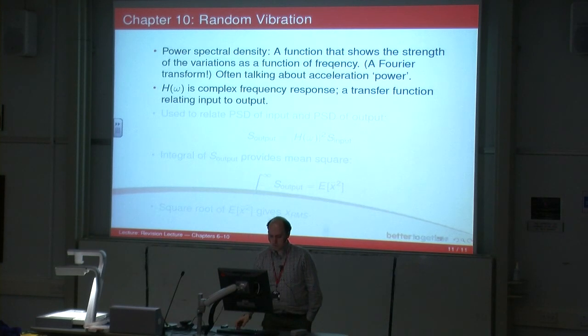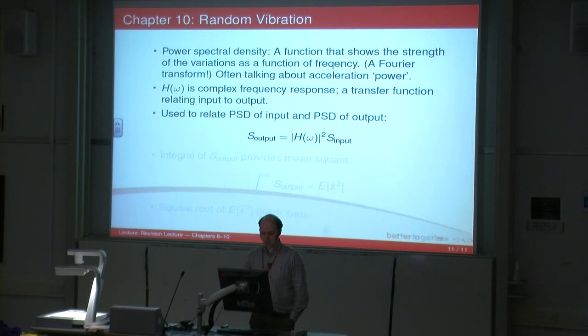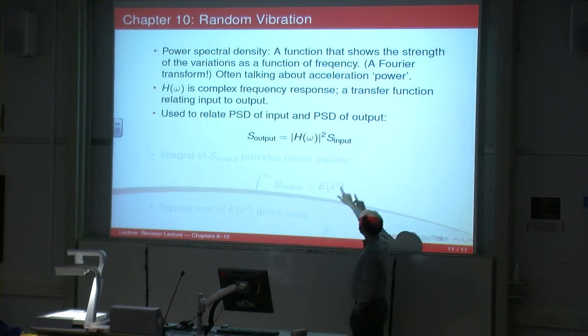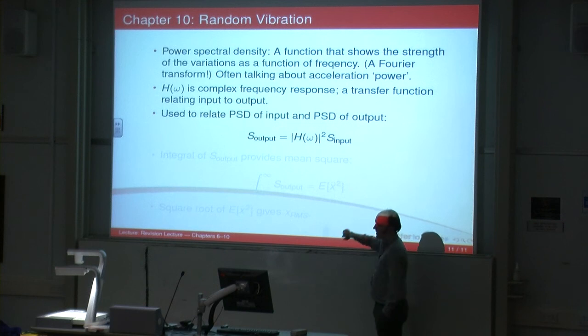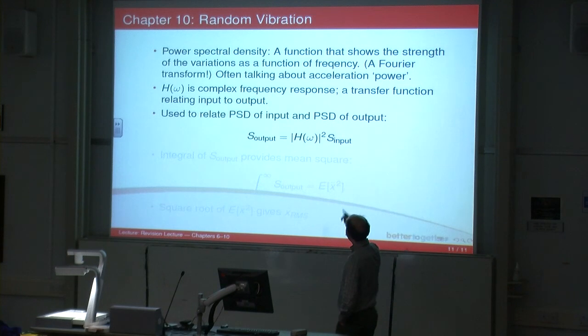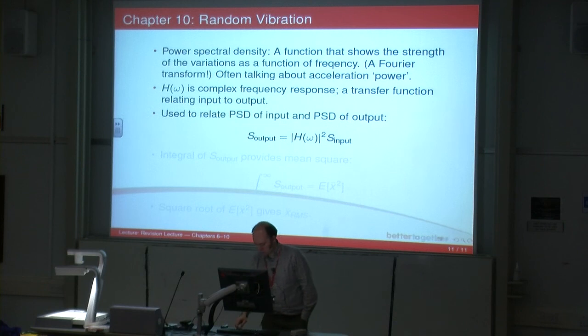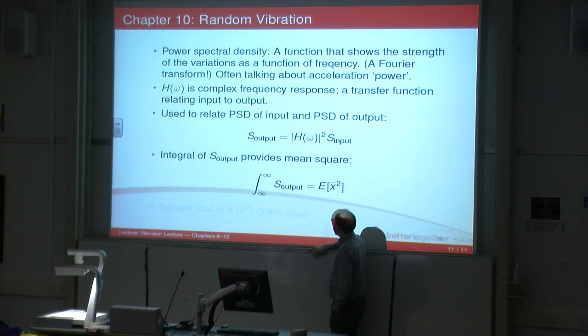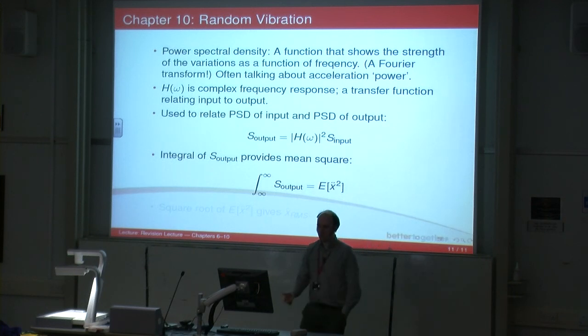And that transfer, that relationship between input and output also applies to the spectral density of the input and the output. Okay, and the relationship is given here, where you take the magnitude of H(omega) squared, okay, times the input, which will give you the output. And if you take the integral of the output power spectral density, you get the mean square. And obviously you take the square root of the mean square, you get the RMS.